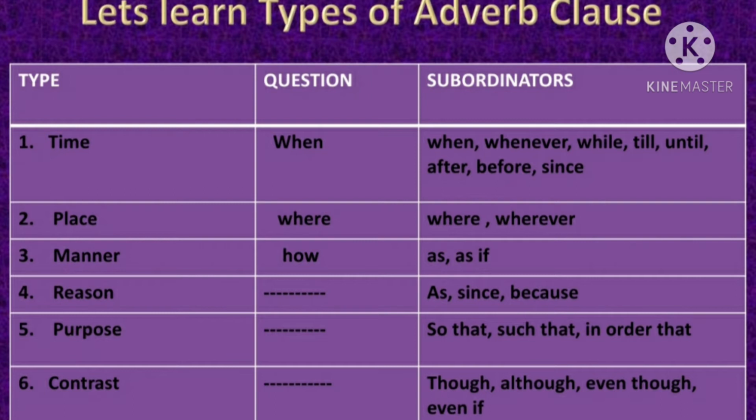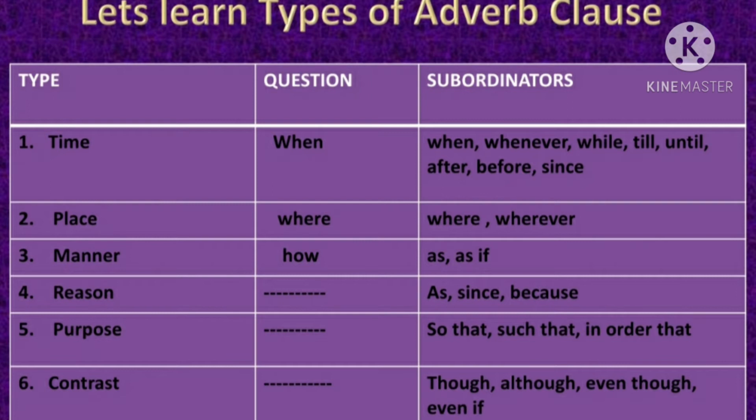In that case, you need to ask a question when to the main clause. If it is adverb clause of time, you will get the answer in the given subordinate clause. Same way, if it is adverb clause of place, you will see the subordinator like where or wherever in the subordinate clause, and you need to ask a question where to get the adverb clause of place.